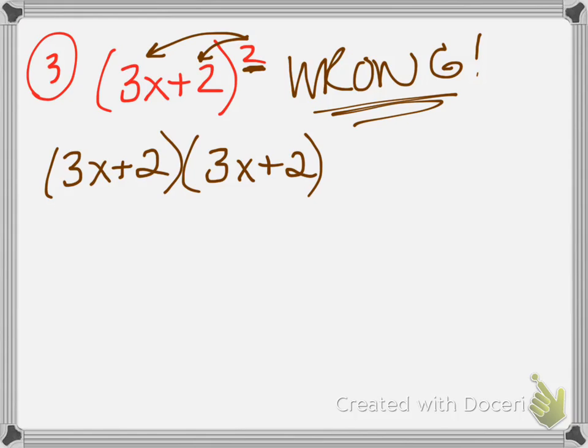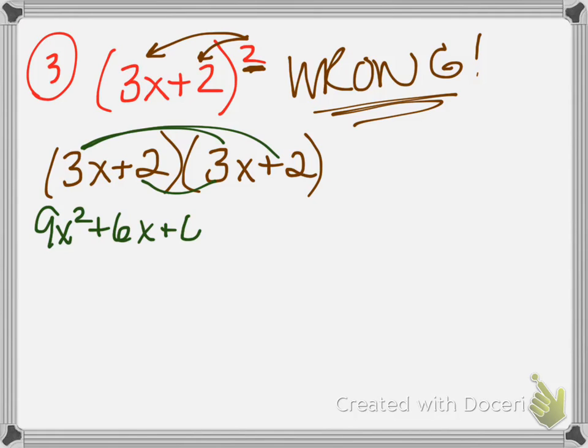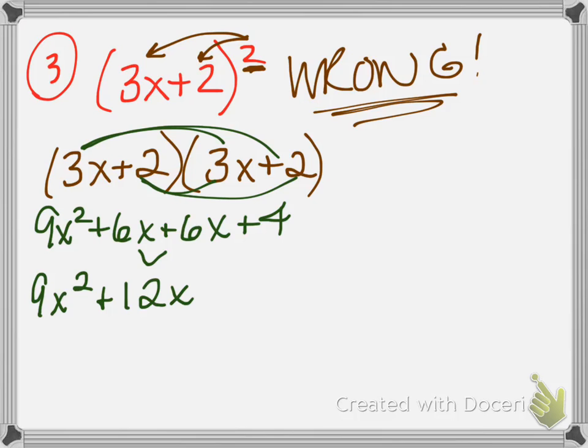And then either you use the distributive property to FOIL this, or you use your area model, depending on whichever one you're comfortable with. So if we're using the distributive property or FOILing, we have 3x times 3x, which is 9x squared, 3x times 2, which is 6x, 2 times 3x, which is also 6x, and 2 times 2, which is 4. So combining our like terms, we get 9x squared plus 12x plus 4.